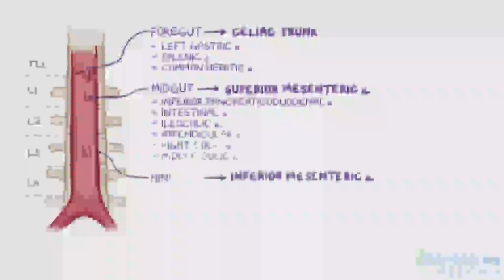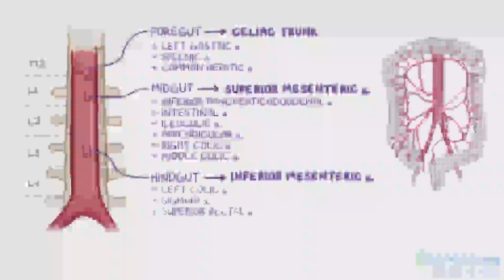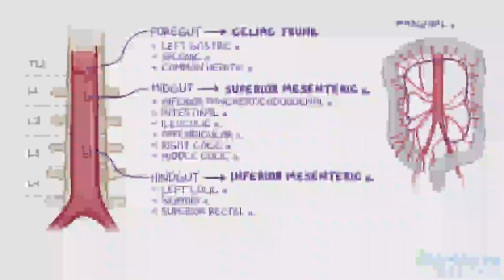The SMA gives off the inferior pancreaticoduodenal artery, intestinal arteries that form arterial arcades, the ileocolic artery, the appendicular artery from it, as well as the right and middle colic arteries. The inferior mesenteric artery arises from the abdominal aorta at the level of L3 and gives off the left colic artery, sigmoid arteries, and the superior rectal artery. Along the colon, arteries anastomose as well, forming the marginal artery that connects the SMA and IMA.